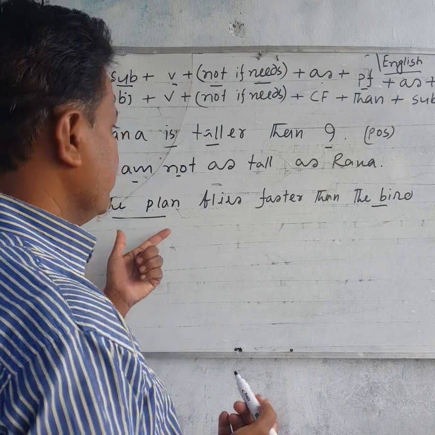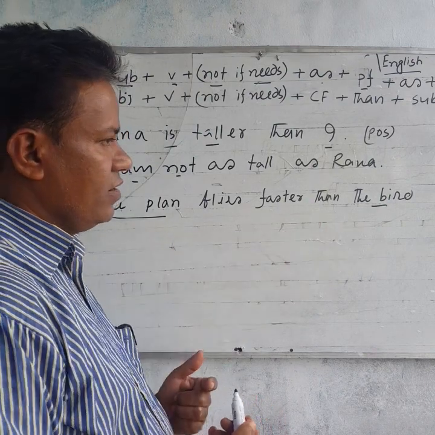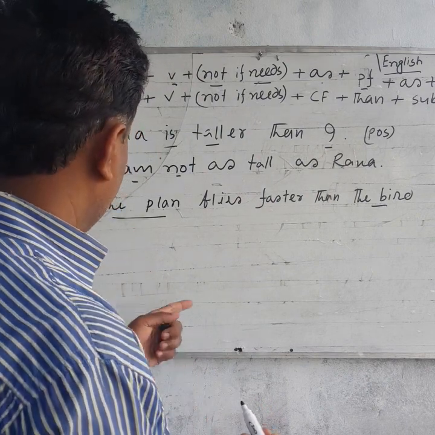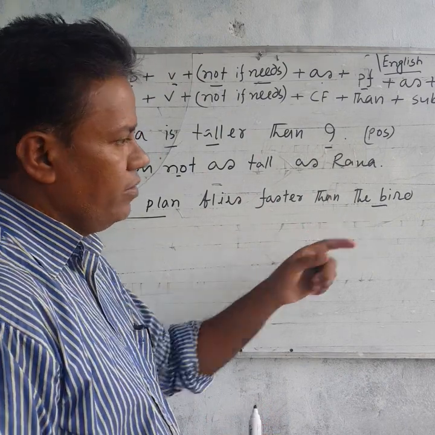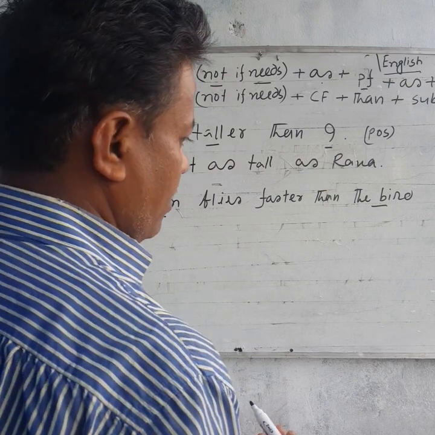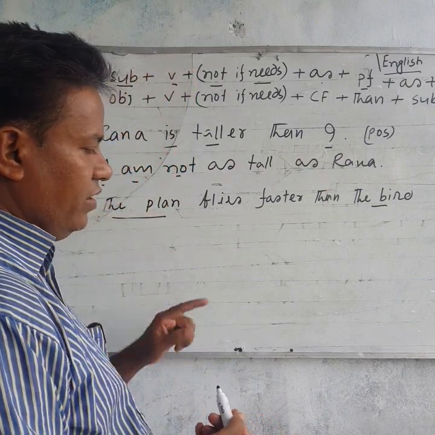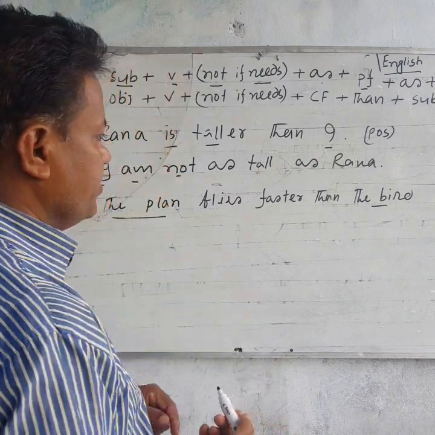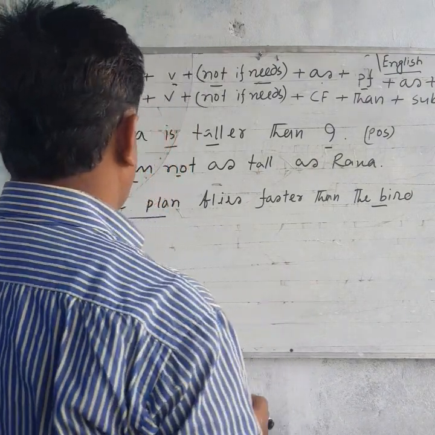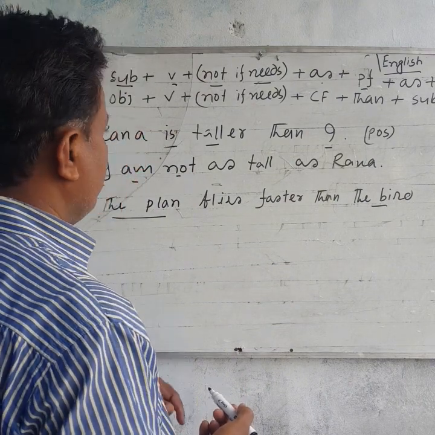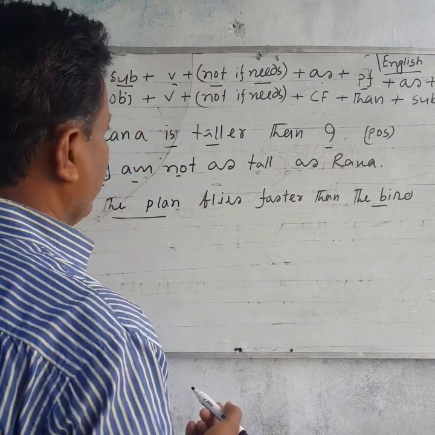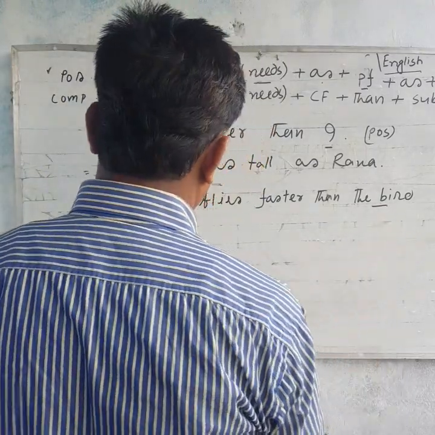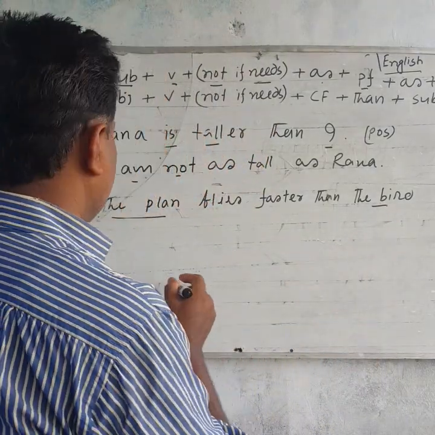Anyway, in this sentence, two things are compared: we are watching the plane and the bird, and the comparison of subject and object. So I make a decision that this sentence will be changed by following this rule. At first I have to put here the bird.